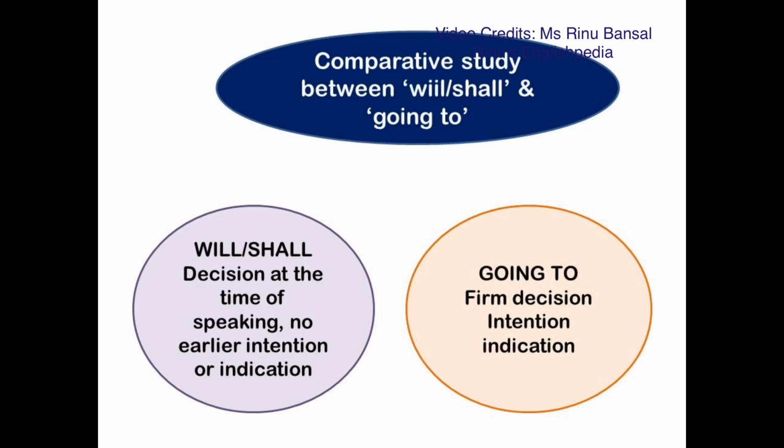There is great confusion between when should we use will and shall and when should we use going to. Will and shall is used when there is a decision made at the time of speaking. There is no earlier intention or indication. On the other hand, the verb form going to is used when there is a firm decision or firm intention, or there is clear indication of something that is going to happen.